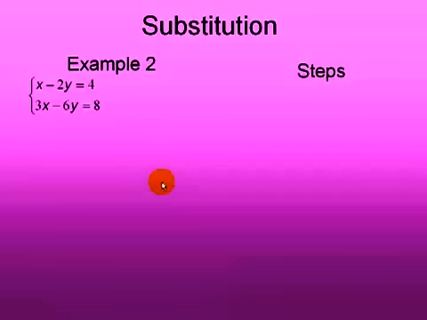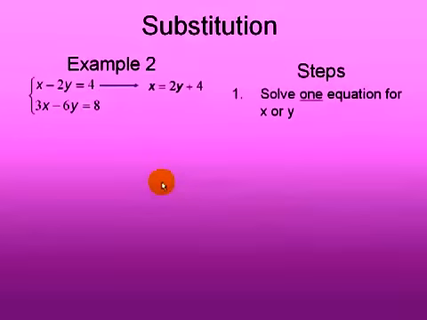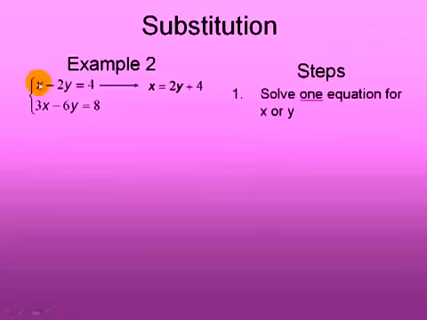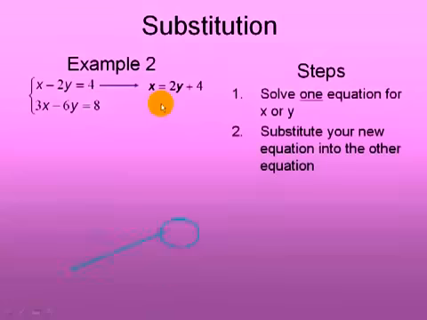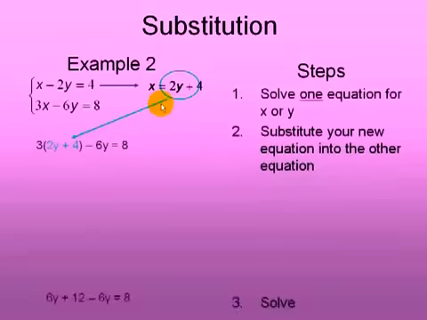Okay, our second example, we're going to start off the same way. We want to solve one equation for x or y. Here again, I chose the first equation because this x was already by itself. It didn't have a coefficient. Add the 2y to the other side and we get x equals 2y plus 4. Now we want to substitute that new equation into my second equation in this situation. So we plug in that 2y plus 4 in for x.